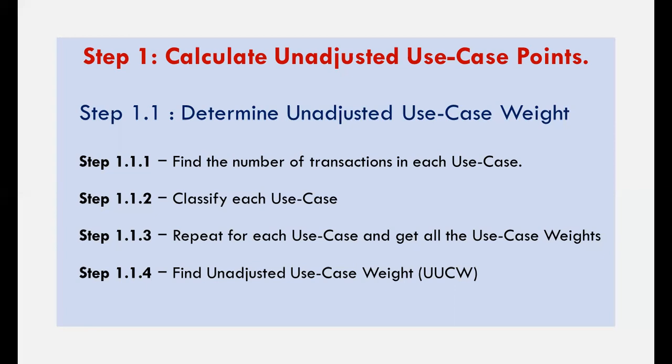Whereas for average, the use case weight is 10. So the number of use cases is NAUC, that is, the number of average use cases. So here the number of average use cases times 10 will give you the product.